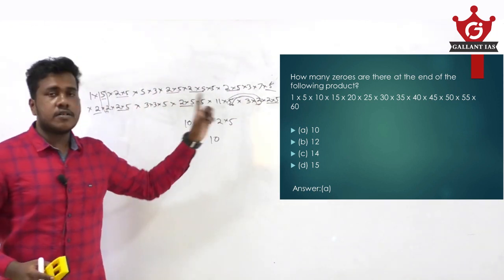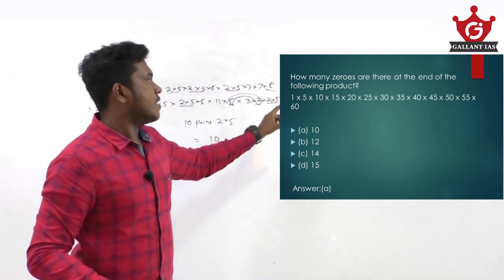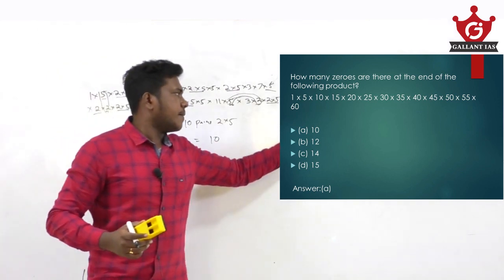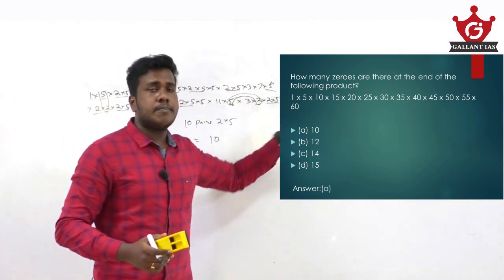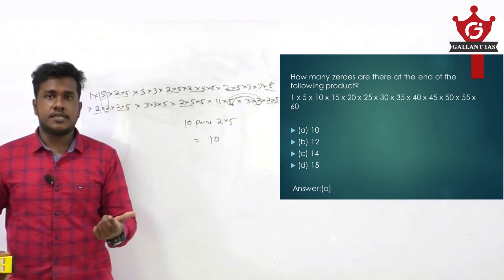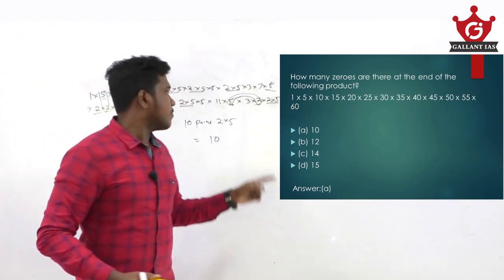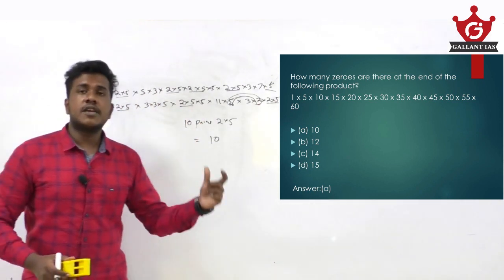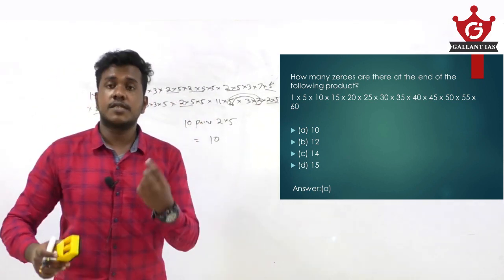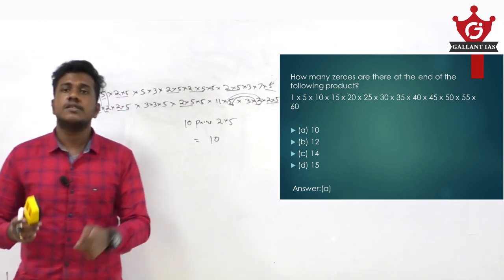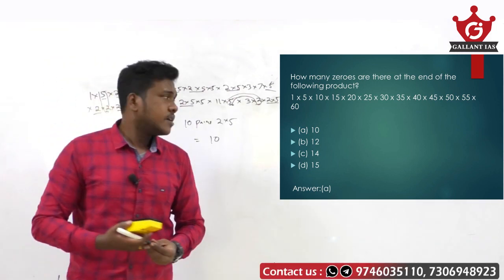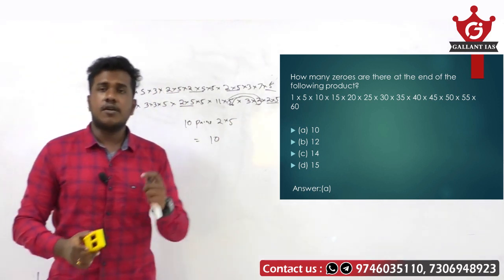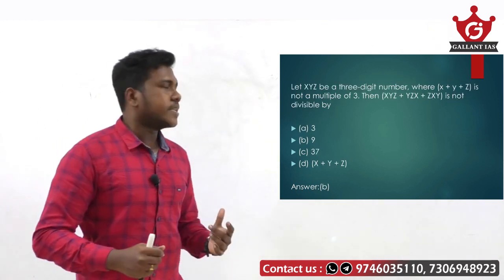So I think you all got the concept regarding the question. If you get a question like this in future, just substitute each number with its prime factors, group the 2 and 5s together, then count the total number of 2 and 5s. The total number of pairs of 2 and 5s in the final equation will give you the total number of zeros. So guys, now let's move on to our next question.